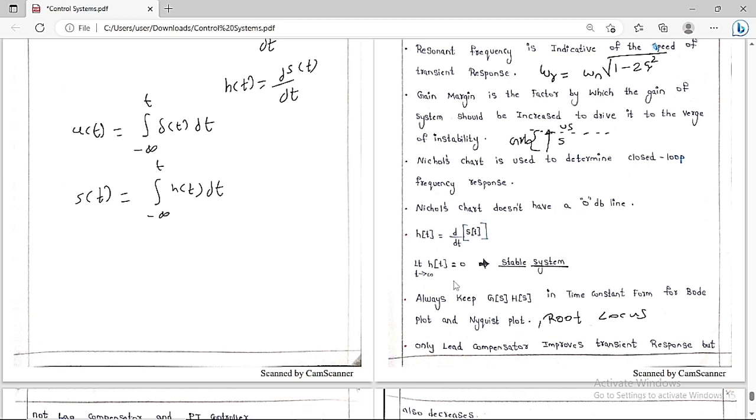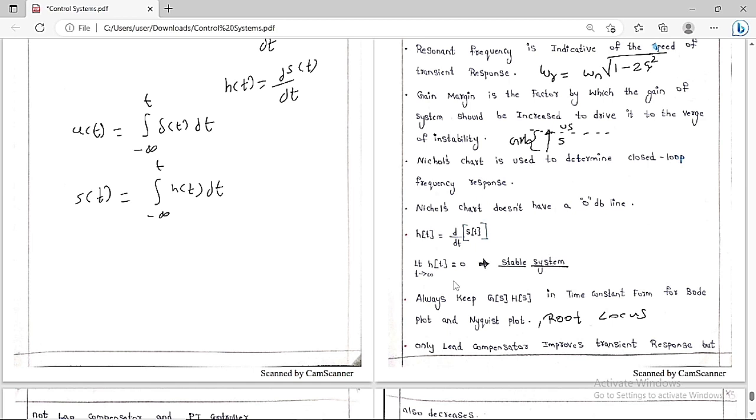So therefore we can say always try to keep the open loop transfer function G of s H of s in time constant format for the Bode plot analysis, Nyquist plot analysis as well as the root locus analysis. This point you always have to keep in your mind. So finally, always try to keep the open loop transfer function in the time constant format for doing the analysis of the Bode plot, Nyquist plot and root locus.